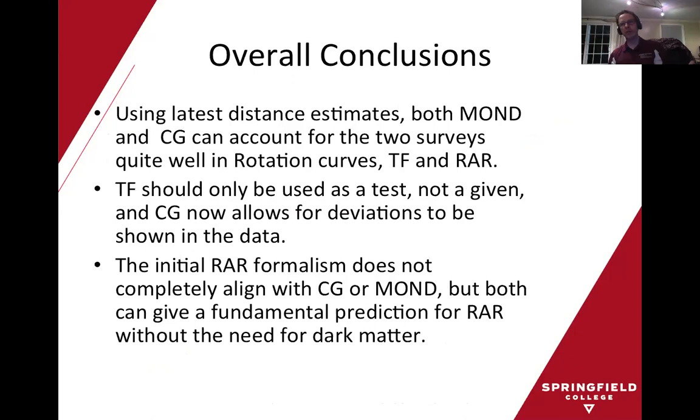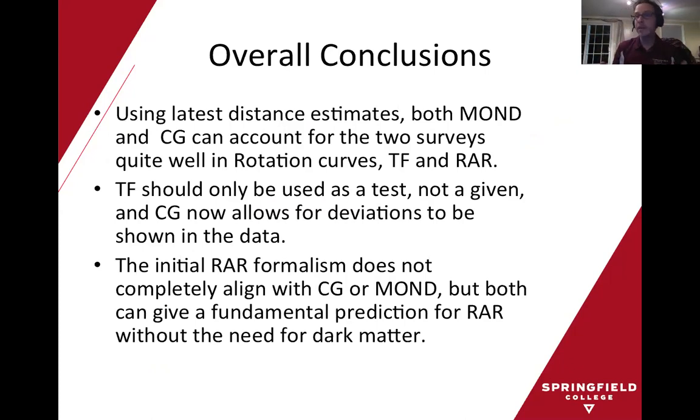The overall conclusions of this talk, and I want to make sure that there's plenty of time for questions, is that when we use the latest distance measurements from Cepheids, both MOND and conformal gravity can account for these two surveys quite well in the rotation curves, Tully-Fisher, and the radial acceleration rule. This is great news for alternative gravity. Tully-Fisher, though, should not only be used as a test. It should not be a given.